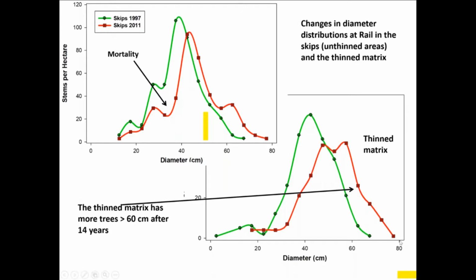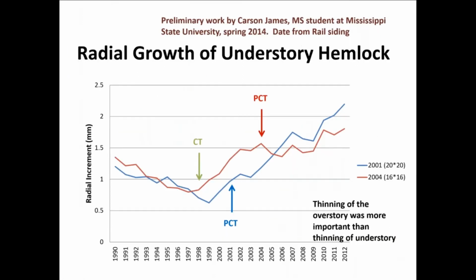So similar graphs to what we saw before. Here we have the mortality in the skips. And then here we have this increase, the shift in the diameter distribution, in particular in the thin matrix. Now we're trying to get trees greater than 80 centimeters, and you can see we haven't quite made it to that in 14 years in this stand.